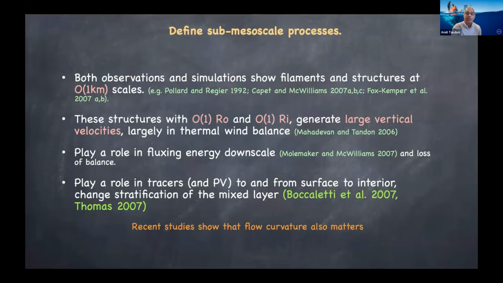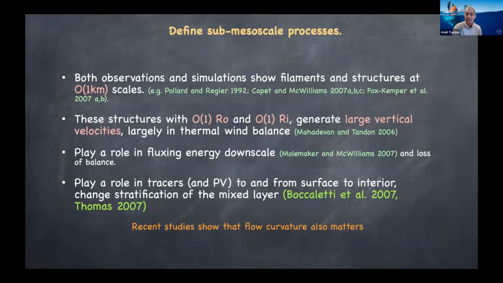So both observations and simulations have now shown that there are filaments and structures at order 1 to 10 kilometer scales. These structures typically have order 1 Rossby number, order 1 Richardson number. They can generate large vertical velocities, while still the deviations from thermal wind balance are small, but they break the constraint of the QG mesoscale velocity being really small.